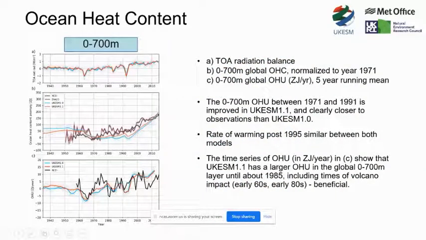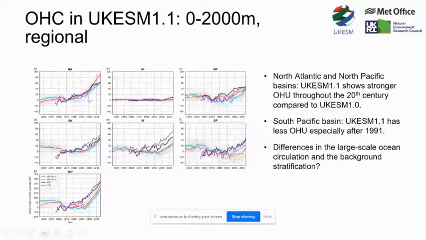I showed the ocean, which generally showed that, in terms of the ocean heat uptake, the model is doing a lot better. This is a global top 700 meters, but Till has also looked at this in terms of the ocean basins. You can see clearly that this is dominated by the North Atlantic. There's stronger ocean heat uptake throughout the 20th century, and a similar signal in the North Pacific, but interestingly, the signal is reversed in the South Pacific here.